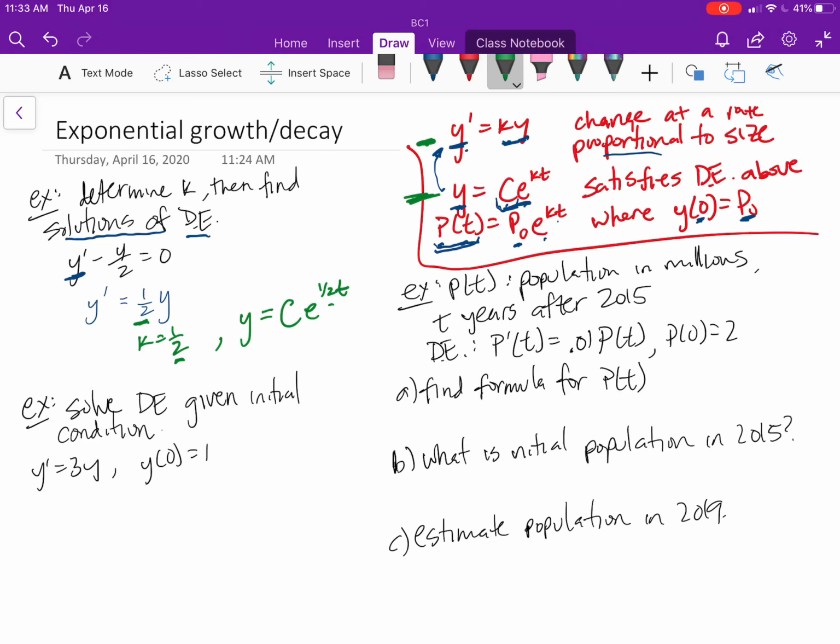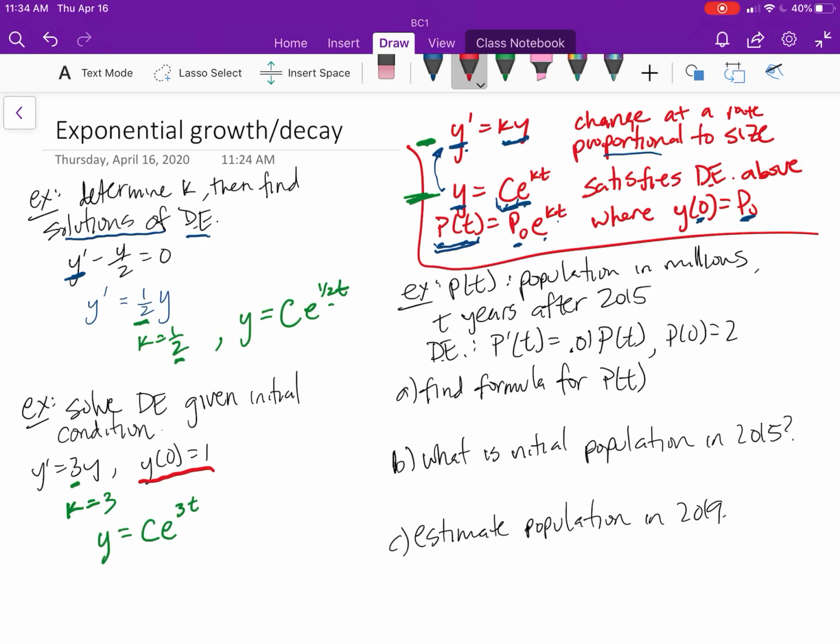Okay. So looking at the next one, y prime equals 3y. It's already in that form. So just looking at that, I know k is 3. Okay, we're solving this given this initial condition. So if k is 3, I could go to y equals c e to the 3t. All right. Now I'm going to use the second bit of information here, y of 0 equals 1.